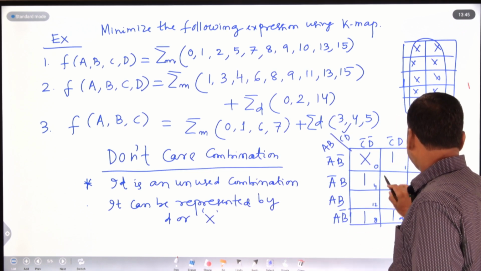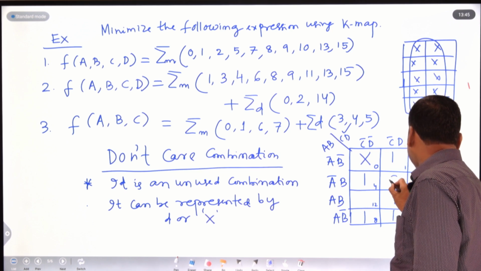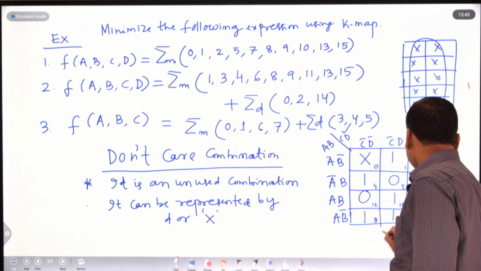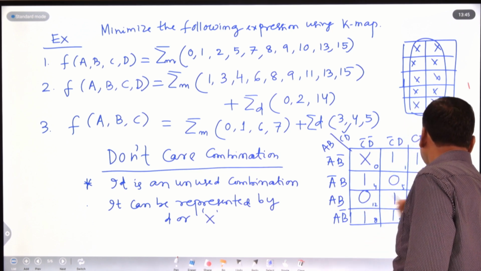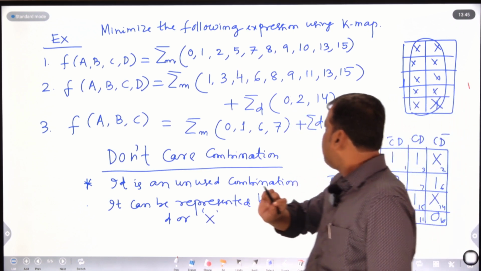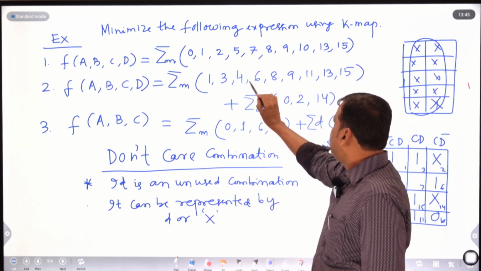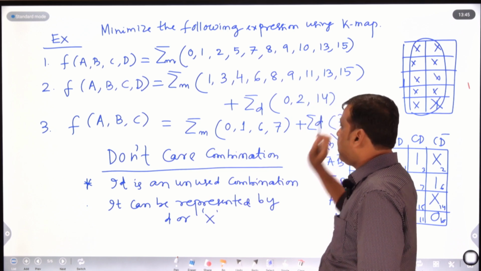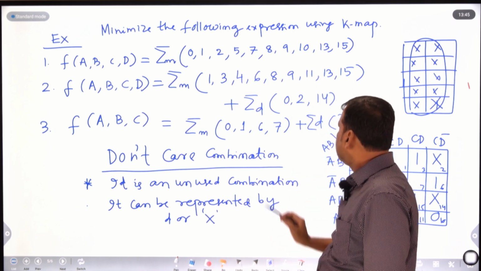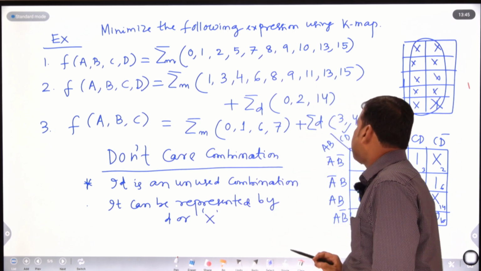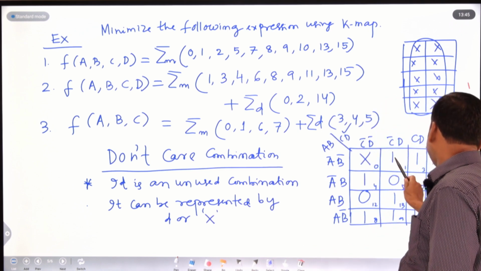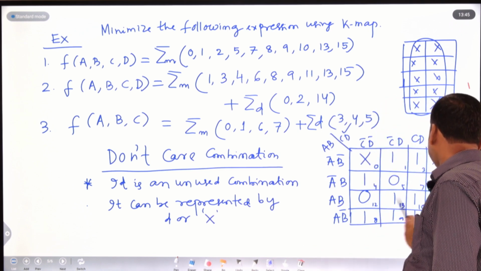And except this one, remaining squares you can put 0 here. So here in this example, there are 1, 2, 3, 4, 5, 6, 7, 8, 9 min terms and 3 don't cares. That is your 9 min terms. 1, 2, 3, 4, 5, 6, 7, 8, 9.